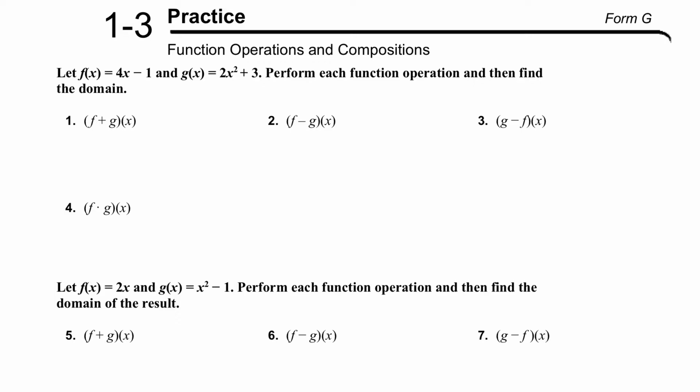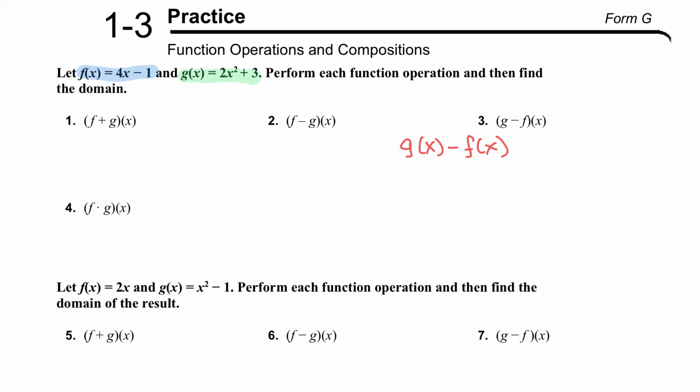So I'm going to focus our attention on number 3. If you notice, we have parentheses g minus f, which actually means, and I'm going to write it here, g of x minus f of x. So you're going to have to go to what was given to you. In this case, we know that g of x is 2x squared plus 3, and we know that f of x is 4x minus 1.